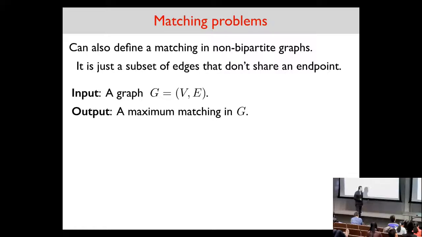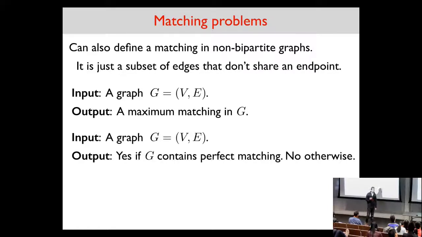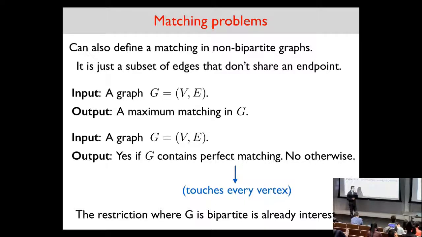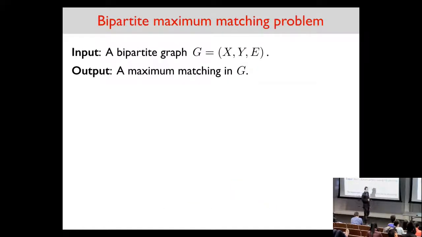You can ask it for any kind of graph. And there are some natural, very fundamental problems, like: given a graph, find the maximum matching. Given a graph, does it have a perfect matching? If there is one, can you give me the perfect matching? And so on. A perfect matching touches every vertex, as you recall. Very interesting fundamental problems, and even when you restrict G to be bipartite, these are already quite interesting. Okay, so let's look at the following problem now.